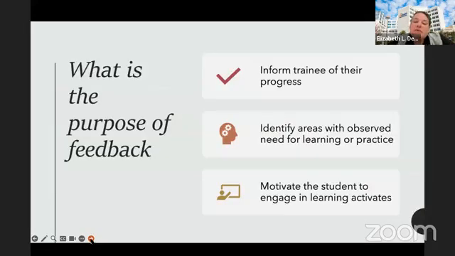What is the purpose of feedback? We want to make sure that trainees understand the kind of progress that they're making towards our goals. We want to identify areas where we might need improvement. And also we want to motivate our students, make sure that they are getting positive reinforcement of the work that they're doing so that they can continue to engage in learning activities.